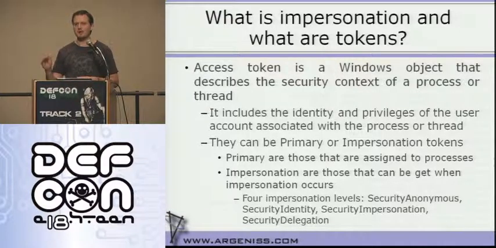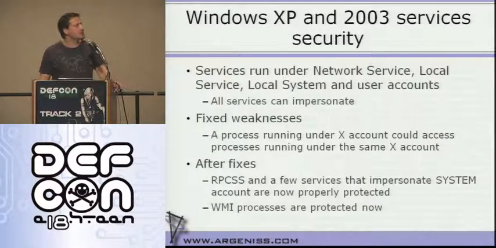And there are different levels of impersonation: security anonymous, identity, impersonation, and delegation. We will focus on the impersonation level, which is when a thread can act like it's another user. On Windows XP and 2003, the services run under the network service, local system, or user accounts, and all the services on this Windows version can impersonate.